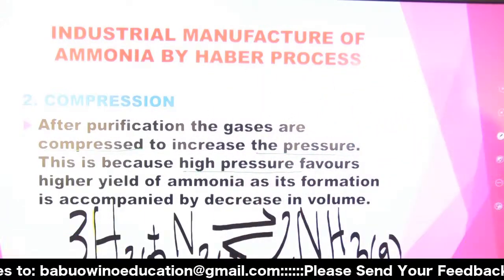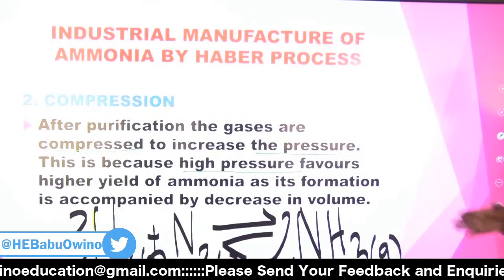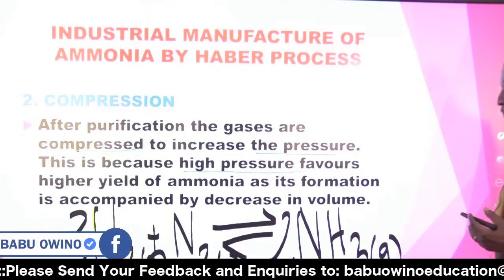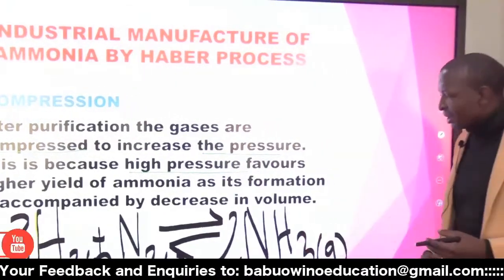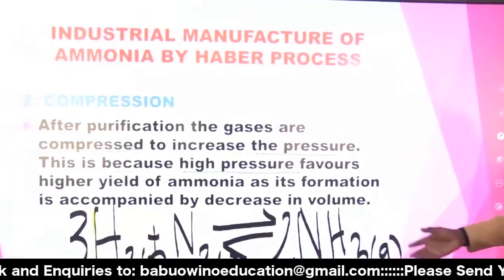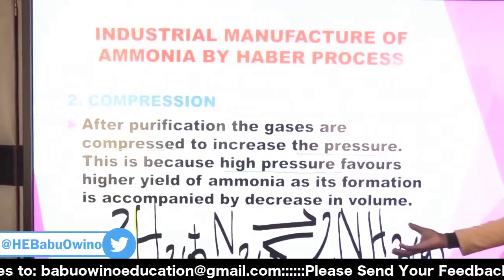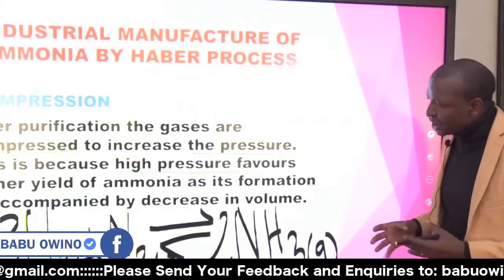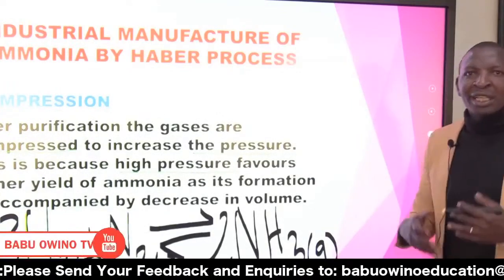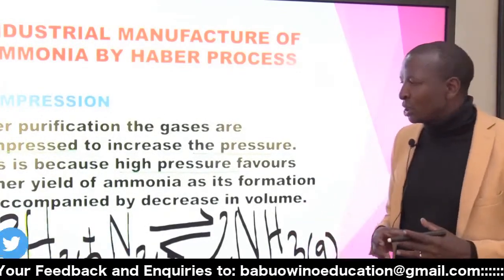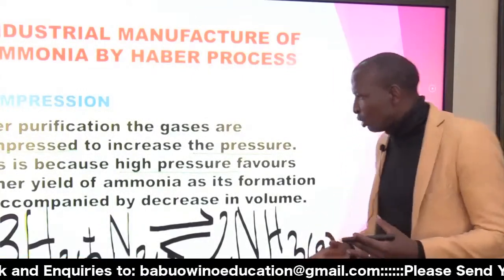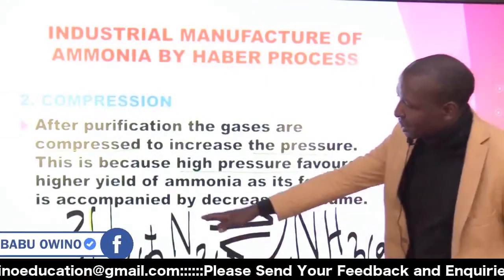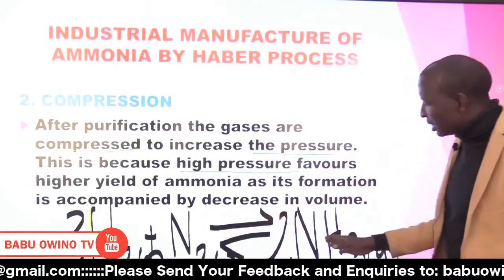As you can see on the side of the reactants, we have 3 moles of hydrogen reacting with 1 mole of nitrogen to form 2 moles of ammonia. The formation of ammonia is accompanied by a decrease in volume, and this is favored by high pressure. So when you increase the pressure, you get a higher yield of ammonia. The details of this mechanism you will understand later when you learn about dynamic equilibrium. But for the Form 4 students listening here, remember the total volume of the reactants is 3 plus 1. So these are 4 volumes, and these are 2 volumes.